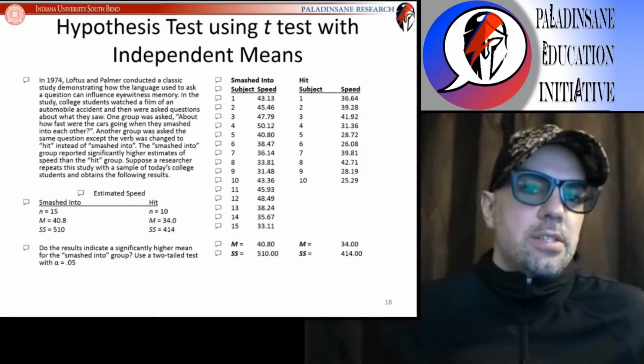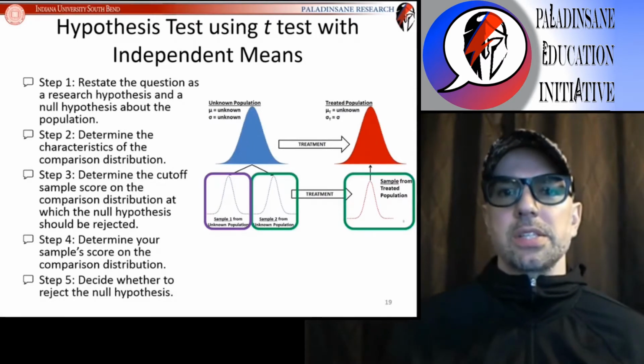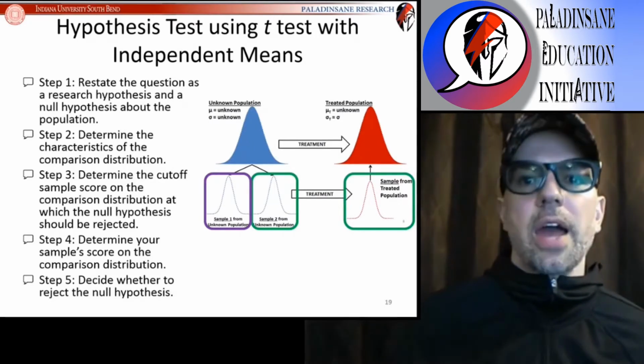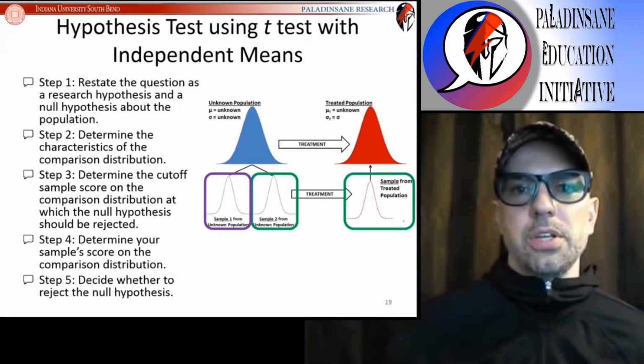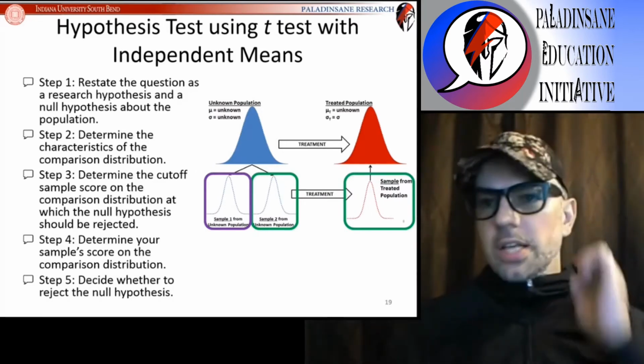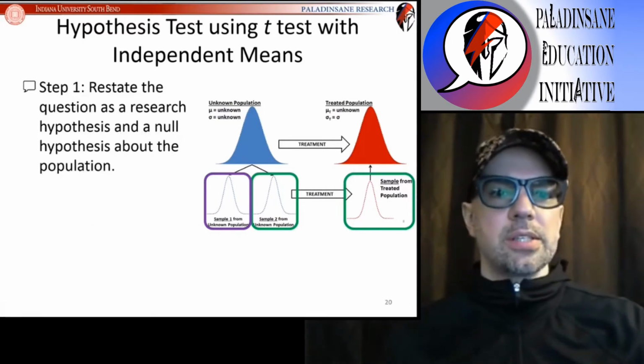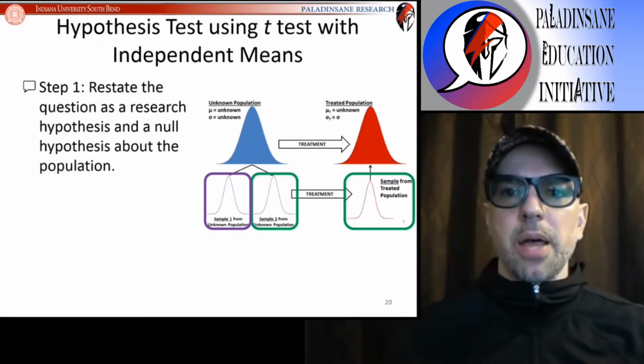Well, luckily for us, it's still the same 5-step research hypothesis test strategy. Still the same 5 steps we've been using since we began hypothesis testing. So let's start off with step number 1. Restate the question as a research hypothesis and a null hypothesis about the population.